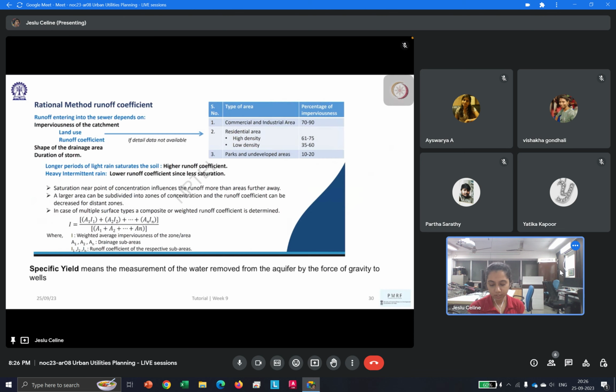So this is what we discussed. Imperviousness of the catchment depends upon the land use, the runoff coefficient, shape of the drainage, and duration of storm. I think this slide was already shown to you before. Now specific yield means the measurement of water removed by the aquifer by force of gravity to the well. This is how much you yield out from that. You can remember it that way: what are you yielding out from that. So what is removed from the aquifer through gravity discharge or even through pumping, what are you pumping out from that. That's what you talk about with specific yield.